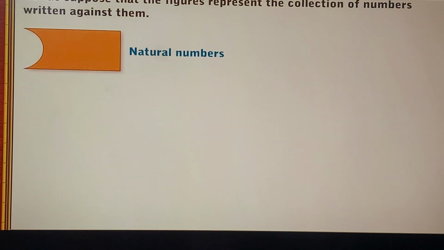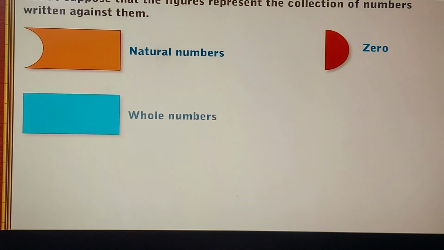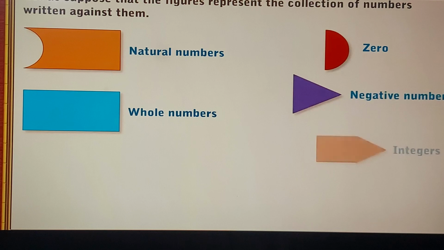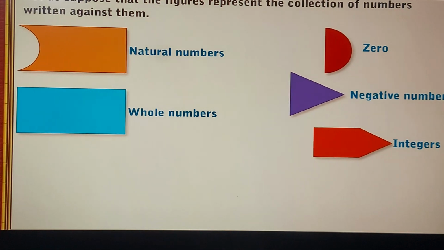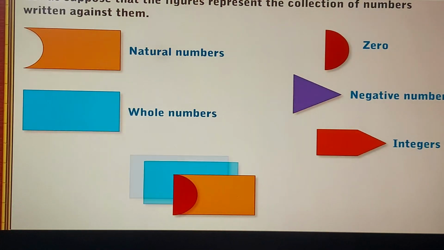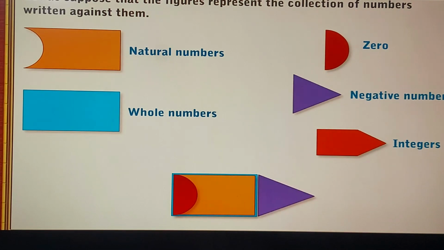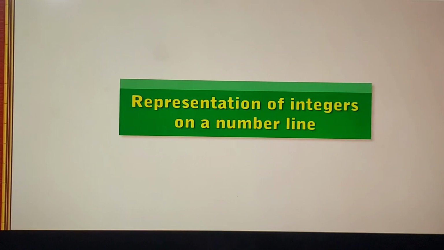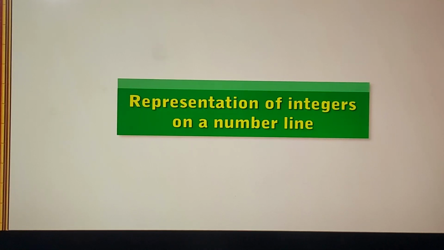We know that integers form a bigger collection of numbers which contains whole numbers and negative numbers. Let us understand this by some figures. Let us suppose that these figures represent the collection of numbers written against them. First we take the figure of natural numbers and 0 together. We get a figure same as that of the figure of whole numbers. When we add negative numbers also, the shape will be that of integers.